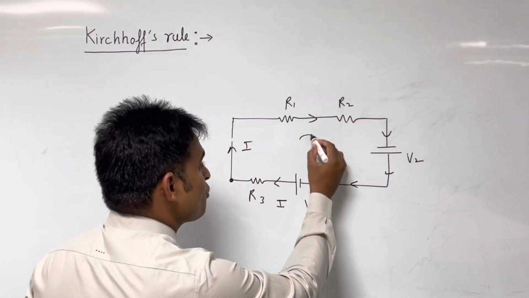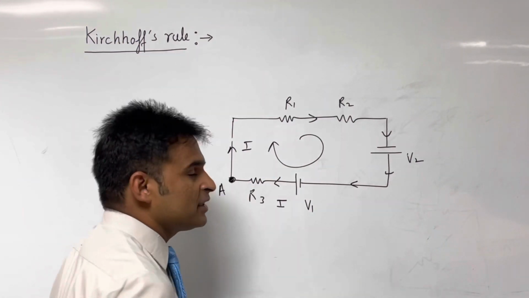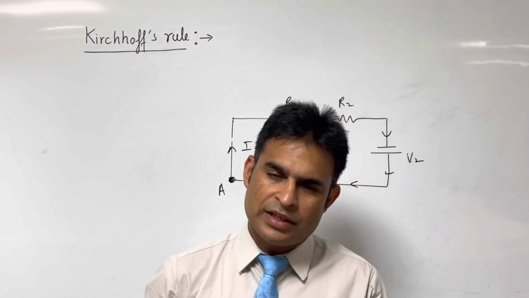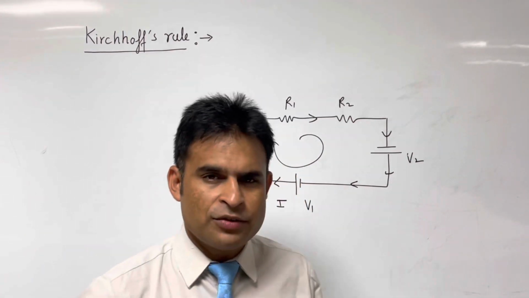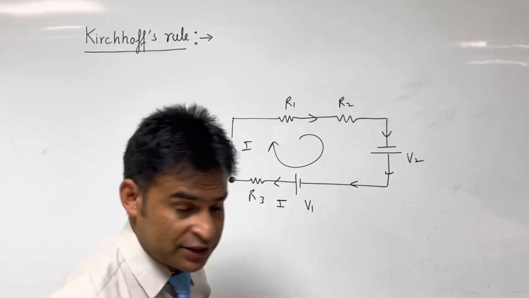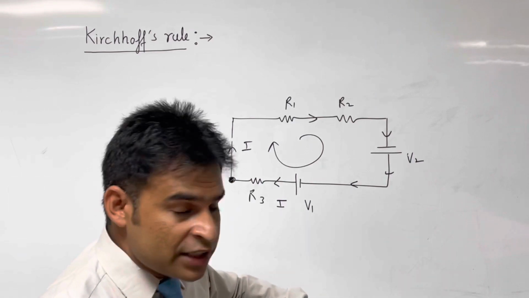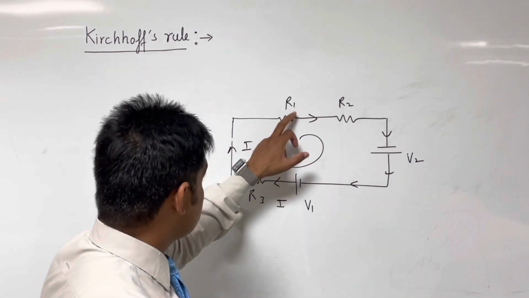For example, I want to move like this, and I am starting from here. Why did I say I want to move like this? Obviously you can select any point. You can move clockwise, you can move anti-clockwise. It depends on you. But I would like to move clockwise, and I start from A. So if I start from A and move clockwise, then what happens? This one will be I into R1.